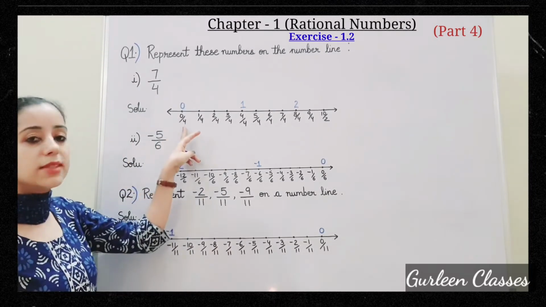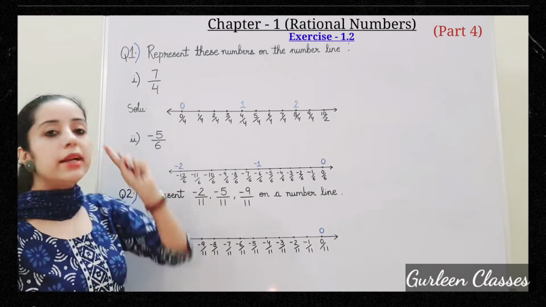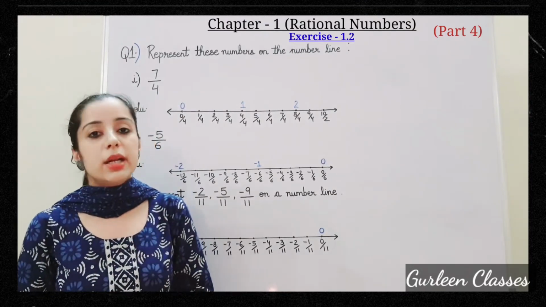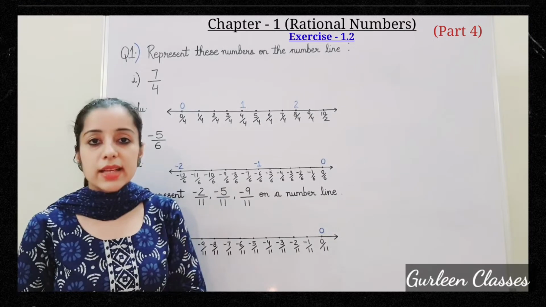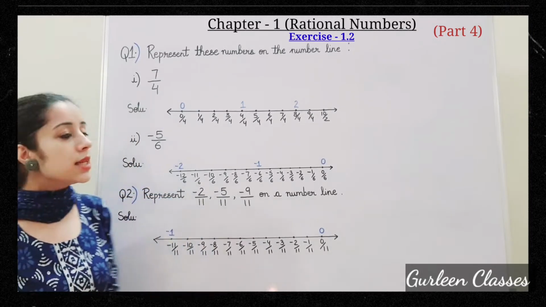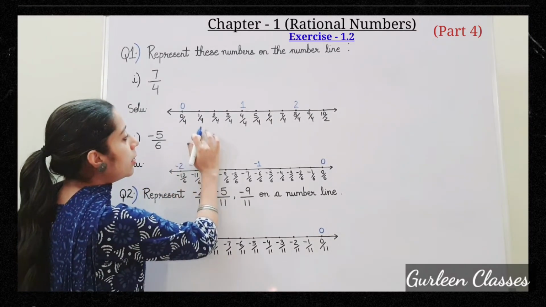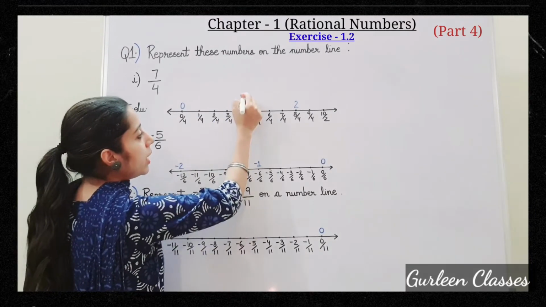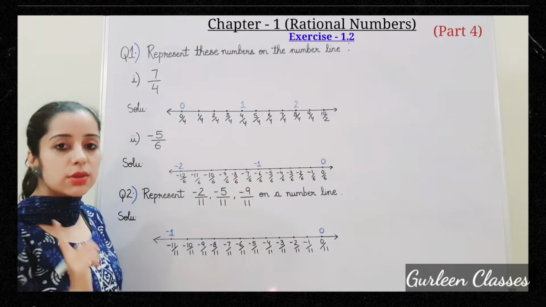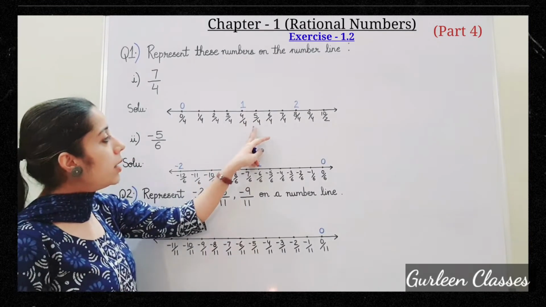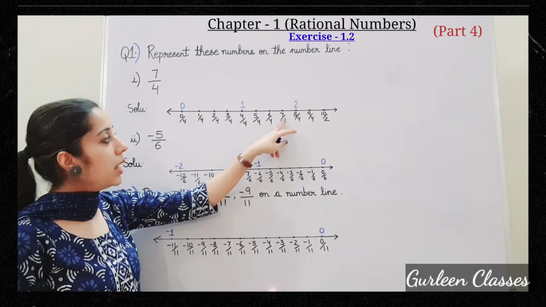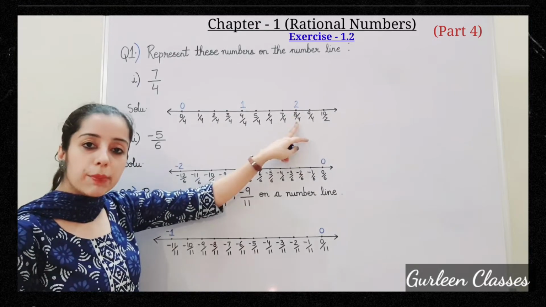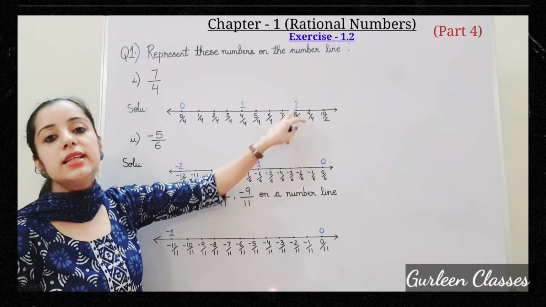So here we have 0. The denominator written is 4. It means that we will divide this number line into 4 parts. So here 1, 2, 3, 4. So when 4 came here, 4 upon 4 means 1. Then 1, 2, 3, 4. Then 8 upon 4, if you divide, is 2.